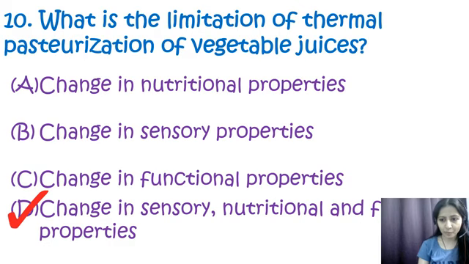While thermal pasteurization is effective in reducing the microorganism concentration, and even ensures the safety of the juice, it includes unnecessary biochemical reactions and nutrient changes, which in return can affect the overall quality of the juices. So we can conclude that there is a change in the flavor, color and sensory qualities. So over here the correct option is change in nutritional, functional and sensory properties. So correct option is D.